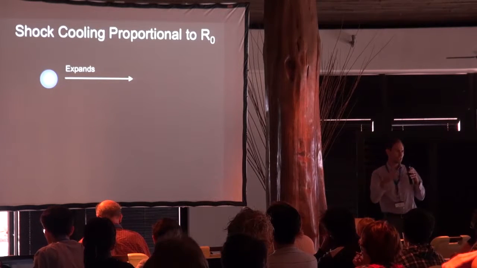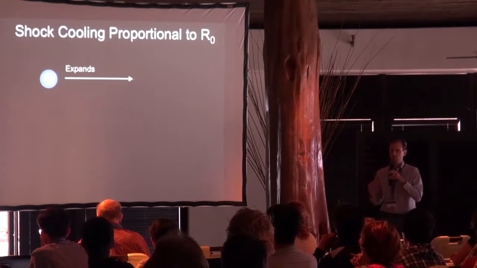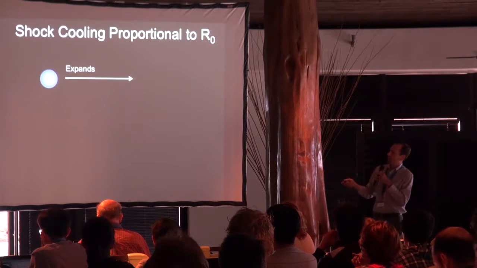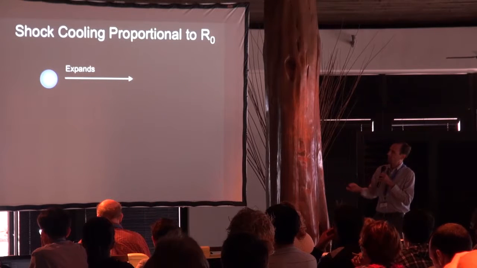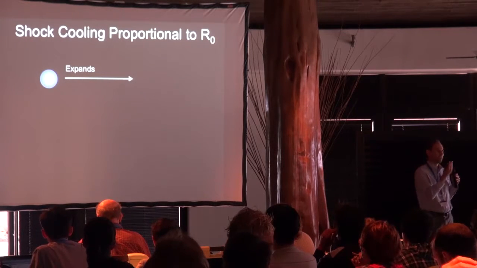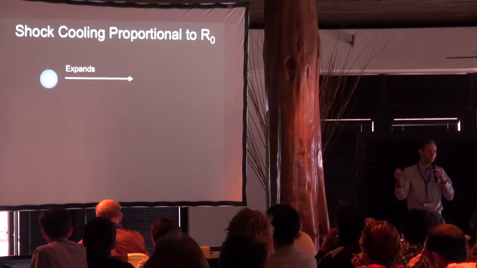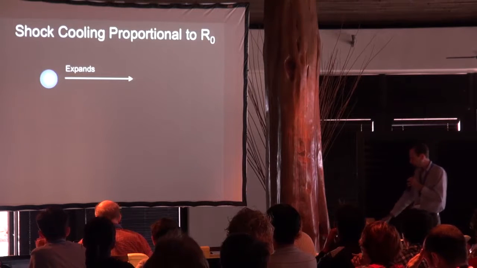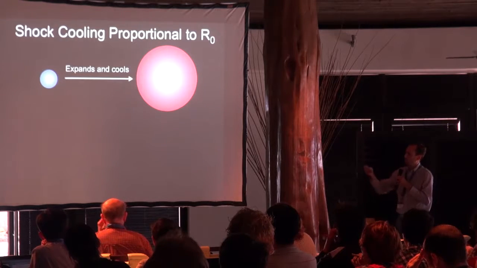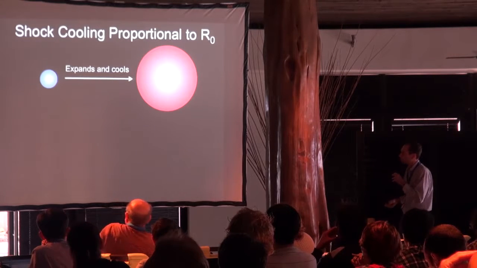It's much larger than the initial radius. So why should it reflect the initial radius it had when it was much, much smaller? The basic idea is, you shock heat a star and it starts expanding. Just like if you purse your lips and blow air out of your mouth, you can feel the air cool as it spreads out, as it expands. And indeed, that's what a star does as well. As it expands, the energy density goes down.